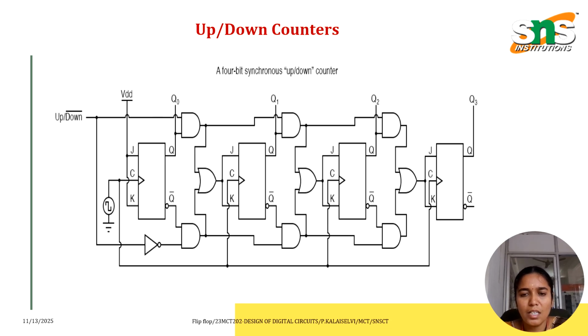It has many features. This up down counter has up counting and down counting. The up counter counts the events in increasing order, and the down counter counts the events in decreasing order.